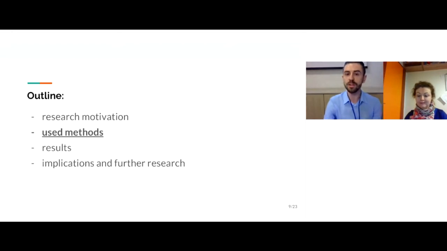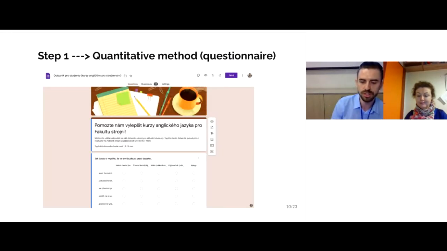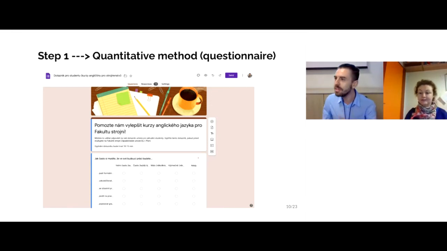So this leads me directly to the second part of the presentation, which is the research itself and the methodology that we used. We divided our research into a few steps, and today I will be focusing on step one. This part of our research used a quantitative method of a questionnaire. So we prepared a questionnaire in Czech, of course, for our students, and we used Google Forms, as you can see in the slide, and we sent them an email with this questionnaire and with a message in Czech. You can see a sentence in Czech. It means, please help us improve your English courses. So that was the main message that we sent them.